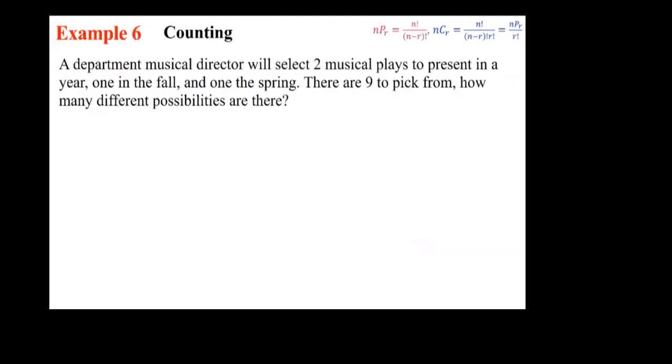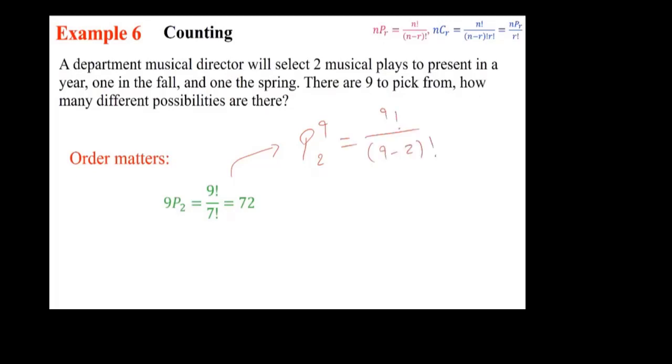A department musical director will select 2 musical plays to present in a year, one in the fall and one in the spring. There are 9 to pick from. How many different possibilities are there? We are using 2 musical plays, one in fall and one in spring. That means order matters. So you go with the permutation, and P9,2 means 9 factorial divided by 9 minus 2 factorial. That's how we get 9 factorial over 7 factorial. So the top can be simply 9 times 8 times 7 factorial. They cancel each other, and the answer is 9 times 8.